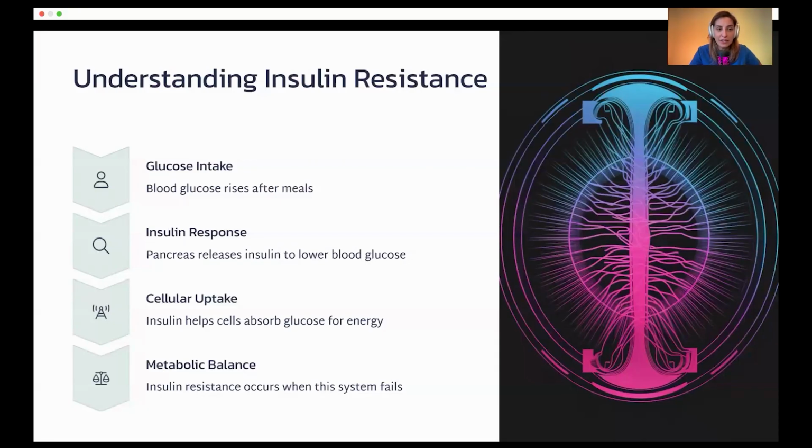And so let's understand insulin resistance. What happens is you take in glucose into your body, and the pancreas releases insulin to lower your blood glucose. These are normal responses. Insulin helps get the glucose into your cells because your cells need glucose for energy. These are all normal things, right? If we didn't have glucose, we would not live. We need energy. So these are all normal things that are happening.